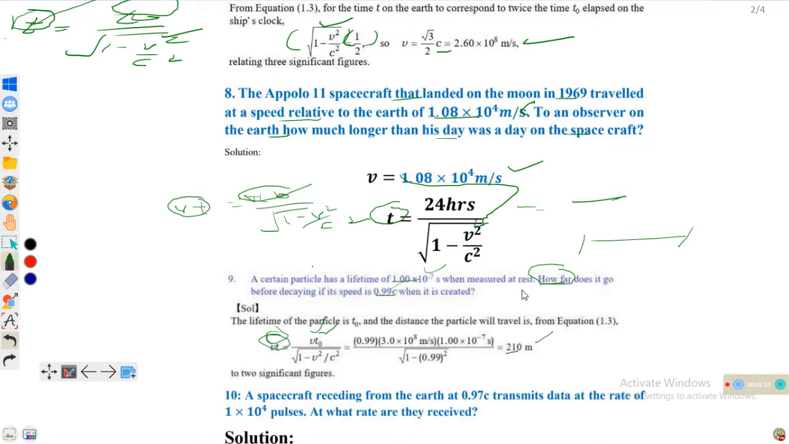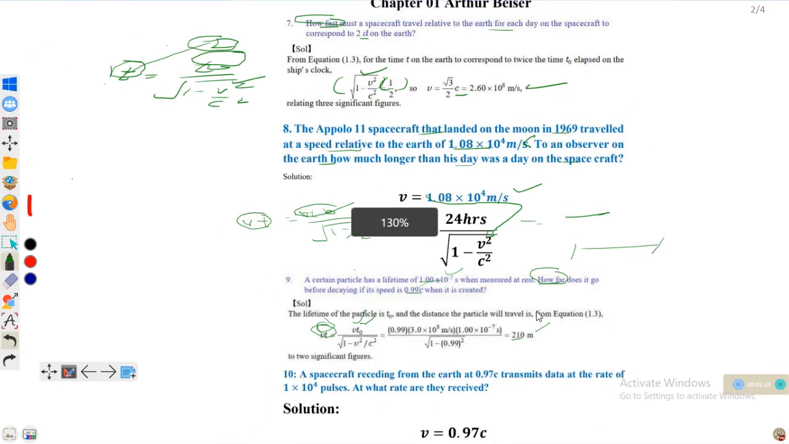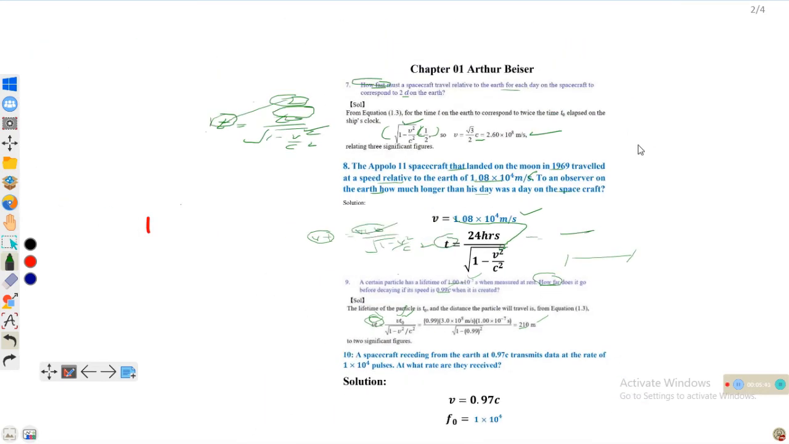If we go to question number 10, it says that a spacecraft descending from the Earth at this speed, 0.97 c, transmits data at the rate of 1 times 10 power 4 pulses. At what rate are they received? So we are given the speed of radio signals, or any signal we are talking about.